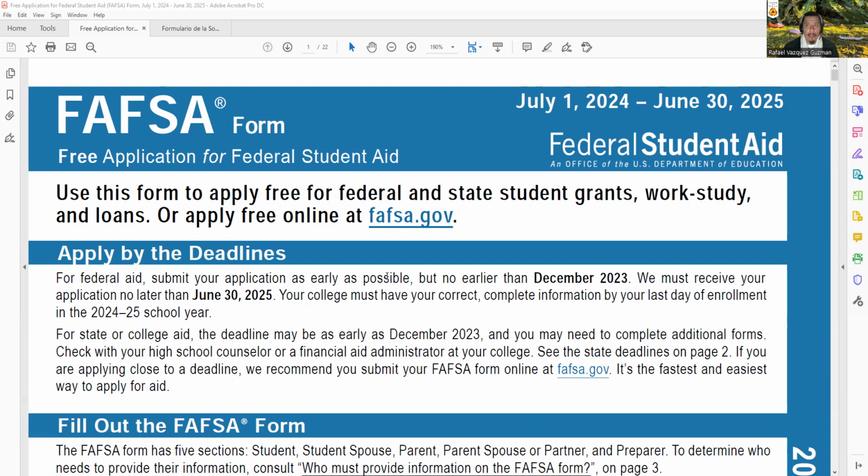My name is Rafael Vasquez Guzman, and I am the CEO of our nonprofit organization in Northern California, Líderes del Futuro Avanzando. Our goal here today is to do a very brief overview because many individuals who are filling out their FAFSA are having lots of difficulty, especially, and that will be our focus, when their parents are undocumented.